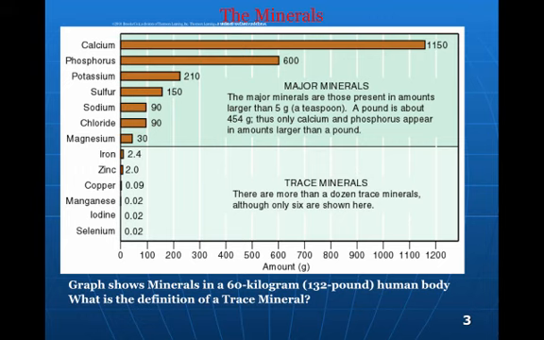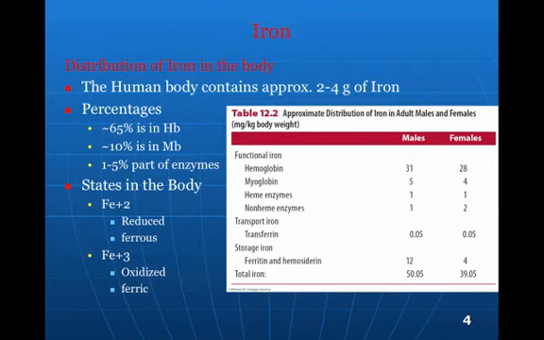And in general, iron is probably the trace mineral with the highest amount in our body, and we'll talk about that. Zinc is second. Hopefully we'll get to zinc and copper this quarter. And we also have manganese and iodine and selenium. So let's look at the next one. Distribution of iron in the body.